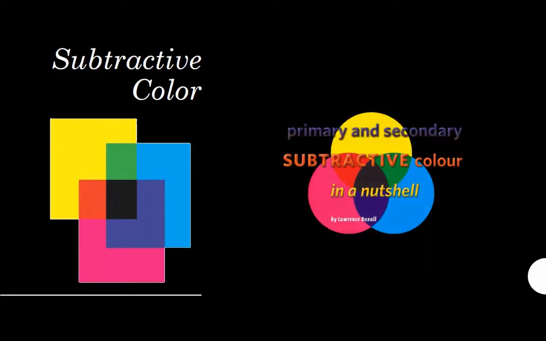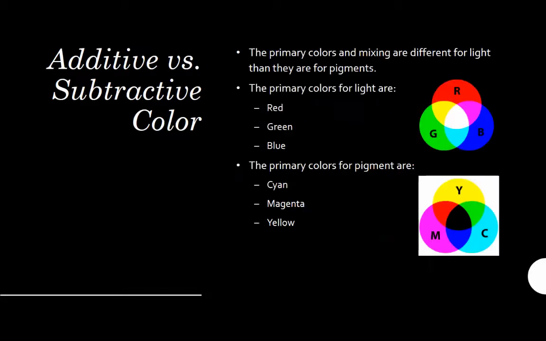Okay, so now you've seen additive and subtractive color. The primary colors for light, so additive color, are RGB, red, green, and blue. The primary colors for pigment, however, are CMY, cyan, magenta, and yellow. The secondary colors for light are the primary colors for pigment, and the secondary colors for pigment are the primary colors for light. Keeping those straight is pretty cool. And then keep in mind the CMYK.